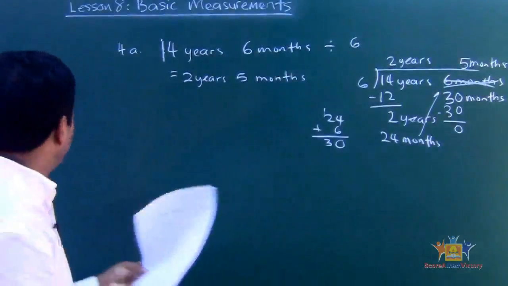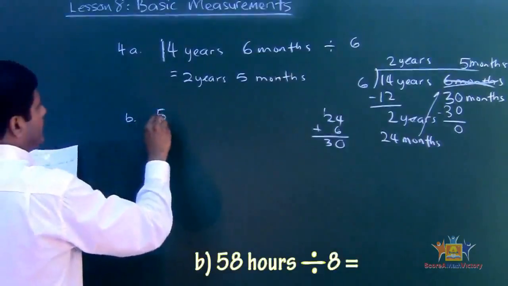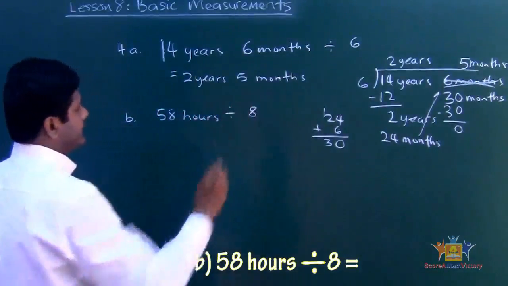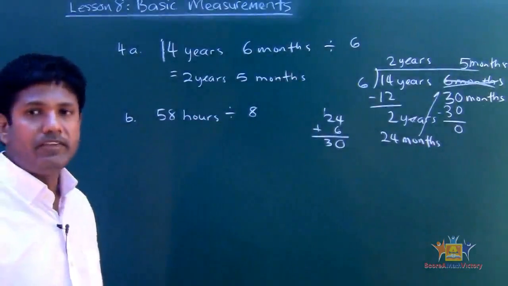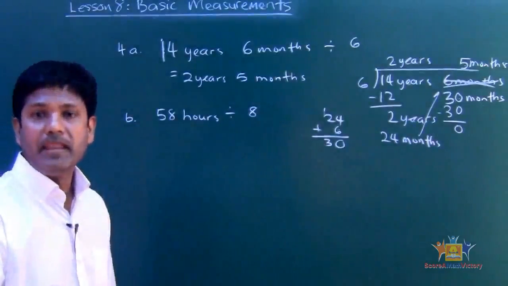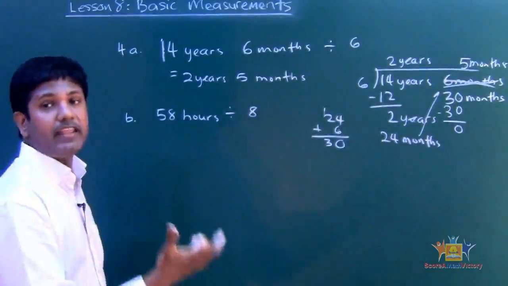Alright, good. Let's look at problem B. Problem B, you're given 58 hours, and you're dividing that by 8. Again, what method are we going to use? The long division method. Now in this case, I just gave you 58 hours. I didn't give you the minutes. So that means you're going to use the 58 hours to divide that by 8.